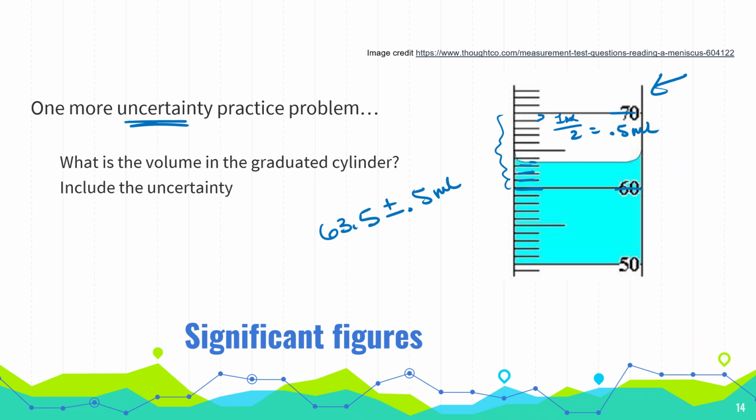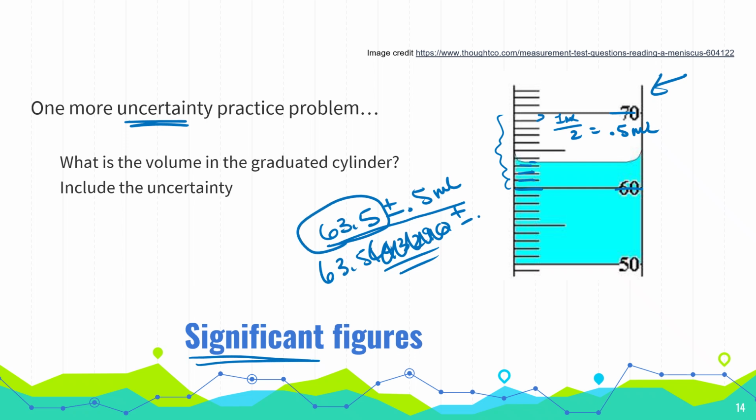This is good. Can I say 63.514329? I can't. I don't know any of that. Those digits are just silly. They are insignificant. They don't mean anything because I totally just made them up. So when we're talking about our uncertainty, we're also talking about figures, digits that are significant. When we're looking at a measurement like 63.5 plus or minus 0.5 milliliters, I'm going to say that all of those digits are significant.